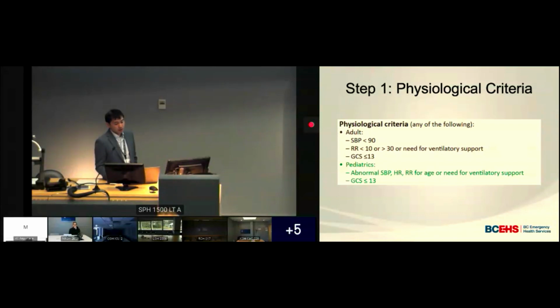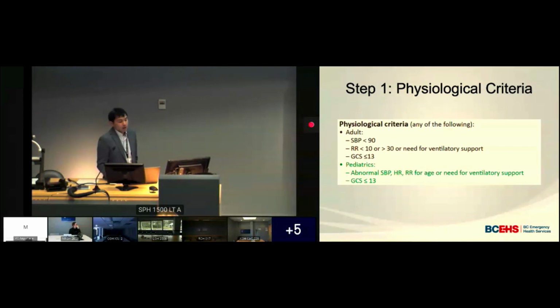So step 1 in major trauma triage is to look at the physiological criteria. Step 1 is intended to allow for rapid identification of critically injured patients by assessing the vital signs and the level of consciousness. We know that these indicators demonstrate a high predictive value for severity of injury, and patients who meet any of these criteria, again, should be transported to the lead trauma hospitals. So your physiological criteria for adults are a systolic blood pressure of less than 90, abnormal breathing described as a respiratory rate less than 10 or greater than 30, or the need for ventilatory support, and an altered LOC, so a GCS equal to or less than 13.